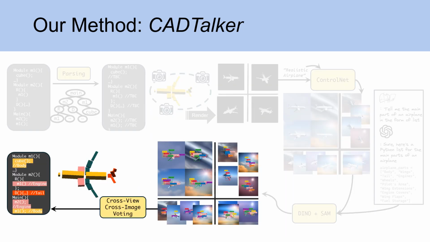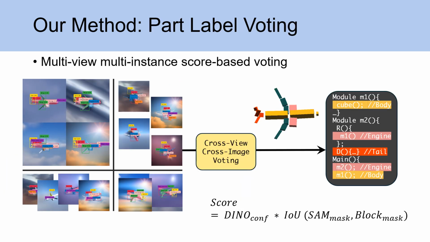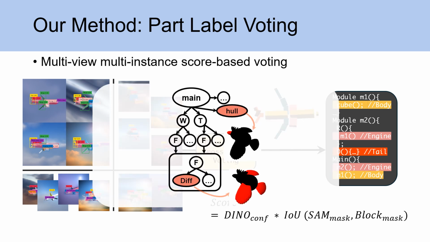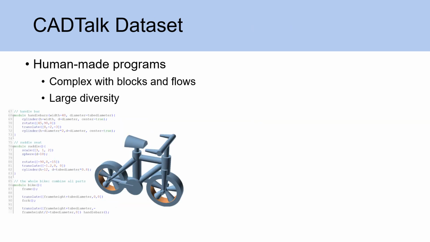Finally, the last step is cross-view, cross-image voting. We employ the score-based voting across all 10 views and per view 4 image instances. The Dino confidence score and the SAM semantic mask are aggregated in the score calculation. Remember that we have built the code block and pixel correspondence in the parsing step, thus the voted label can be transferred back to the program successfully.